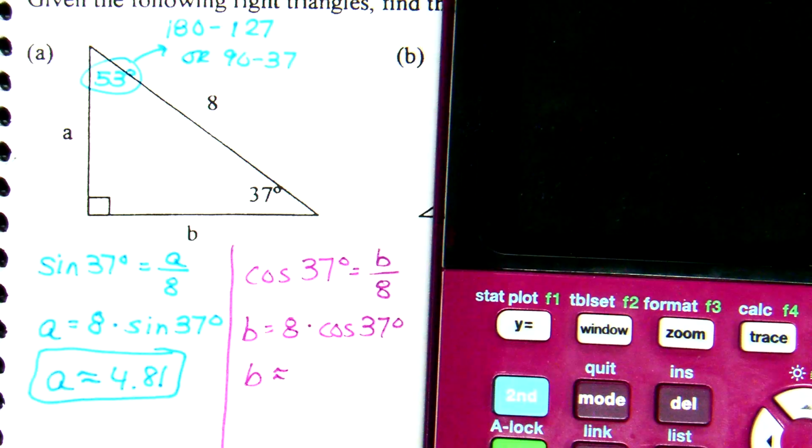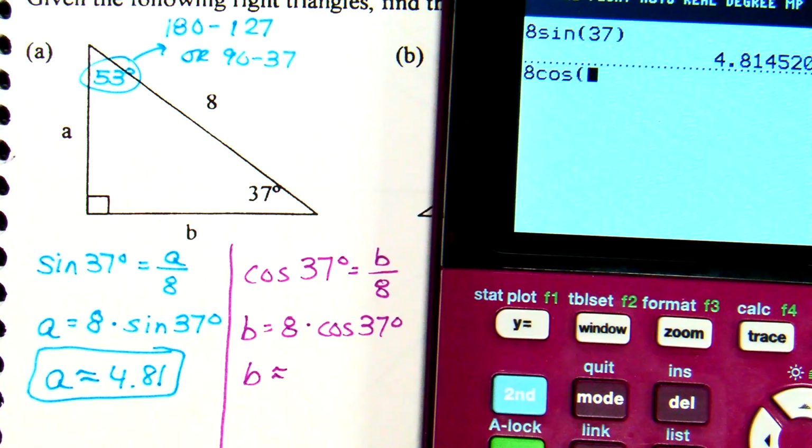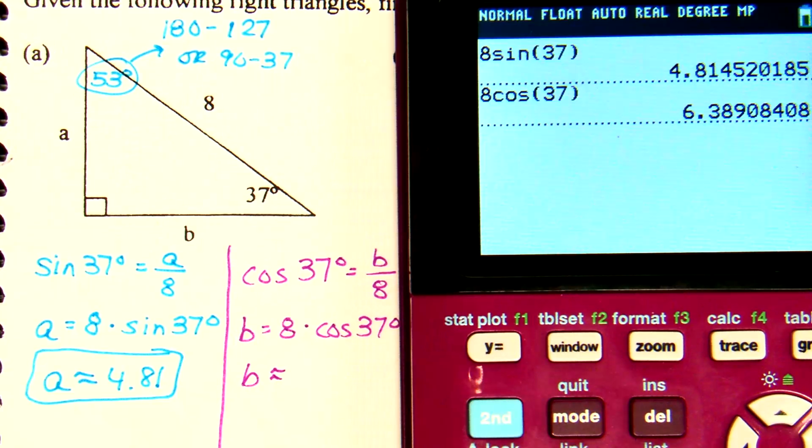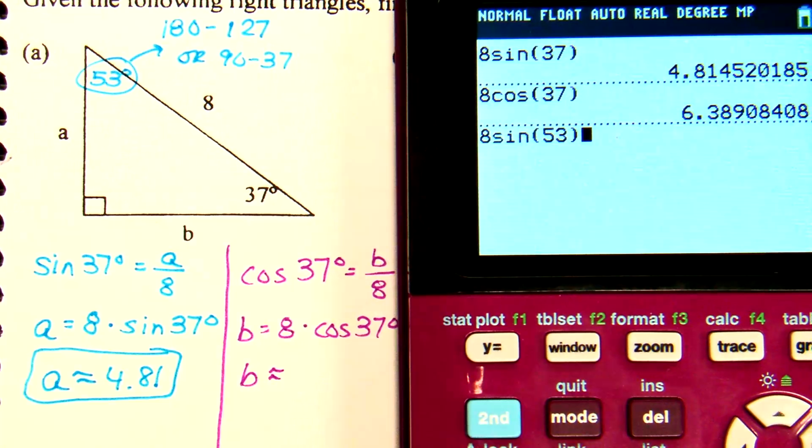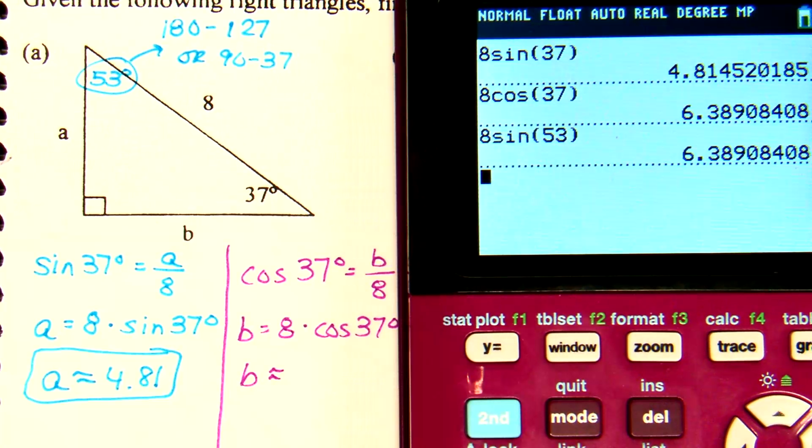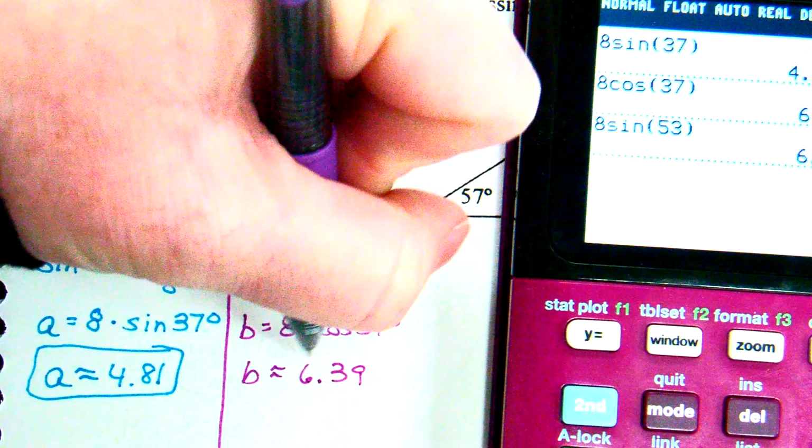Check your calculator. Make sure you know what you're doing. Notice I used 8 cosine of 37. If I had done the sine of 53, notice my answer is identical, yes? So if you had taken the sine of 53 option, identical answer. So either way, b is 6.39 approximately.